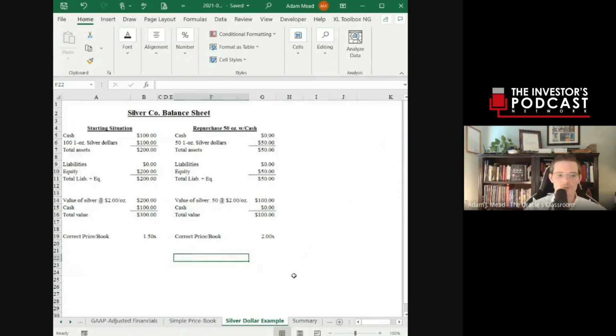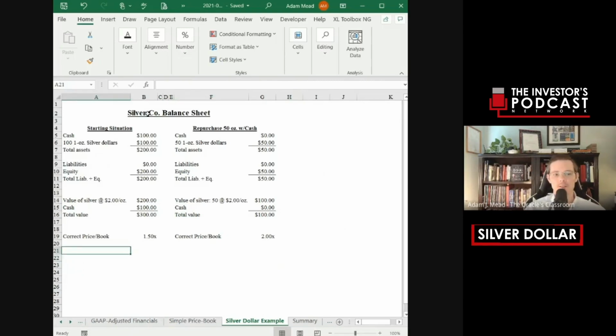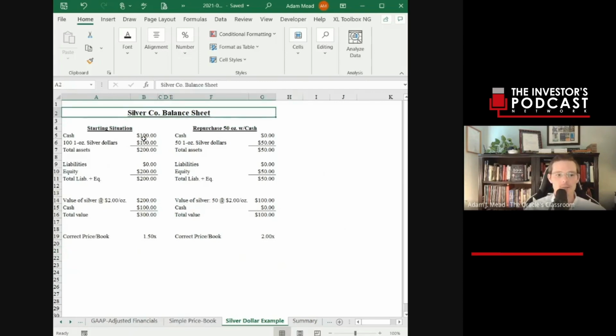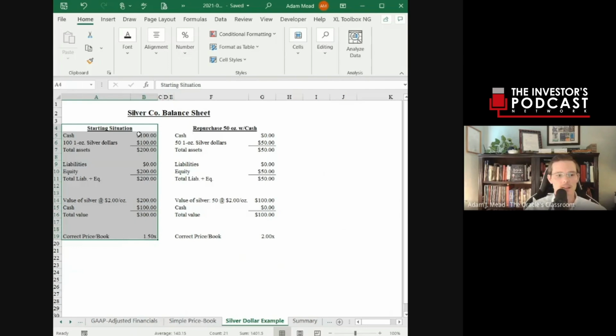But I want to try to extend this example to a hypothetical Silverco balance sheet. So, bear with me for just a second. I hope this comes through. I've said this hypothetical balance sheet has $100 in cash. It has 100 one-ounce silver dollars valued at book at $100. Total assets 200. No debt. Equity is worth 200. Pretty straightforward. The value of this silver in this hypothetical example is $2 an ounce.